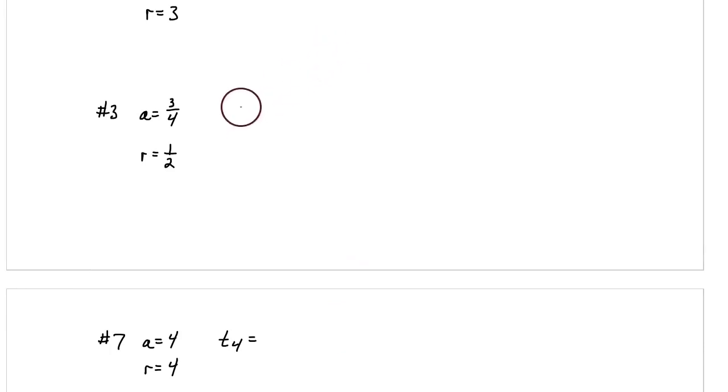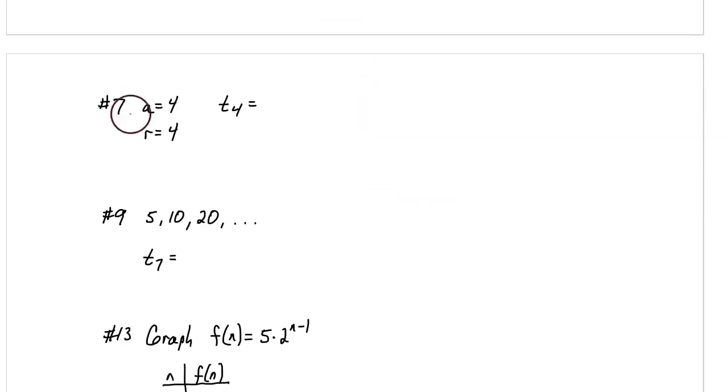Number 3, the first term is 3/4, and to get the next term, you multiply by the value of r. So 3/4 times 1/2 is 3/8. 3/8 times 1/2 is 3/16. Then 3/32.